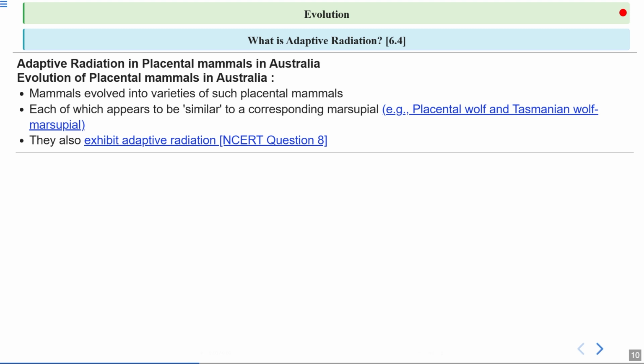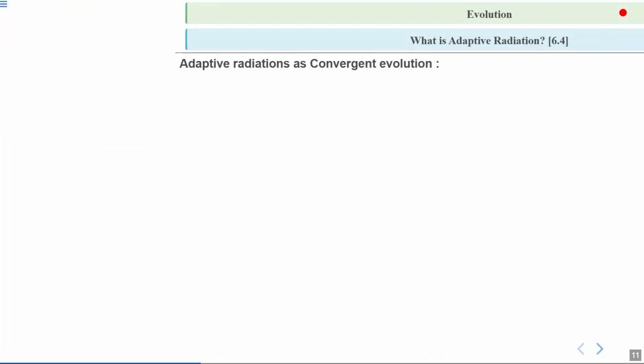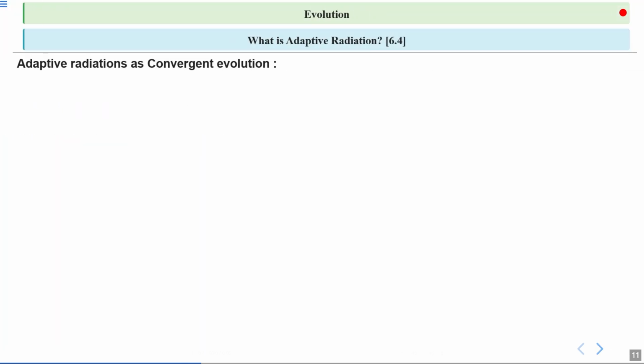So what is happening here? This is an example of convergent evolution. Clear? Here two adaptive radiations are occurring independently. And because of this, the placental mammals are very similar to these marsupials. So this is showing you convergent evolution. What is convergent evolution?